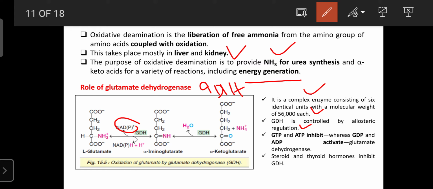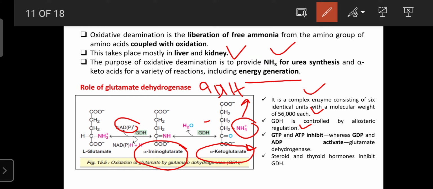From the glutamate, the alpha ketoglutarate is formed through the formation of an intermediate compound like alpha amino glutarate. Then it liberates water in the presence of the same enzyme, glutamate dehydrogenase, leading to the formation of alpha ketoglutarate and ammonia. This ammonia is utilized for the synthesis of urea, and this alpha ketoglutarate can enter the TCA cycle.